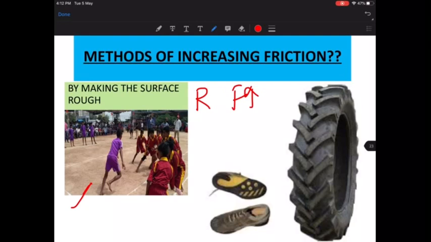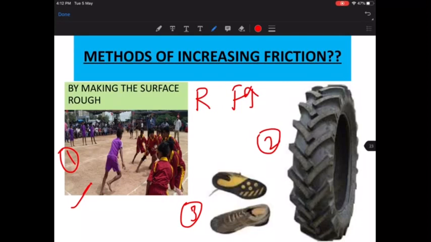Otherwise, if there is less friction, you would easily slip on the surface, correct? Now look at the second picture and the third picture here. So what do you see? You see these tires, generally the tires of the car, the tires of our bicycles, and the tractors. They have these designs over the tires.